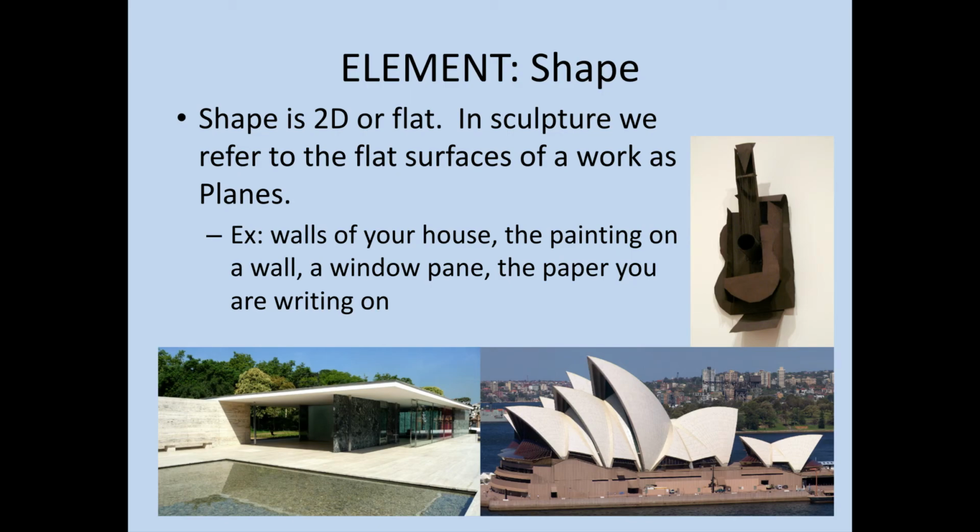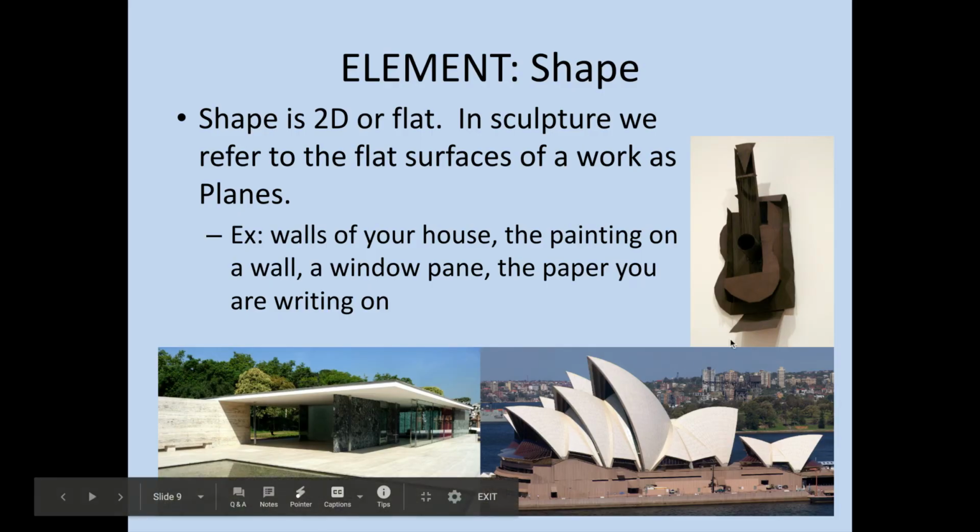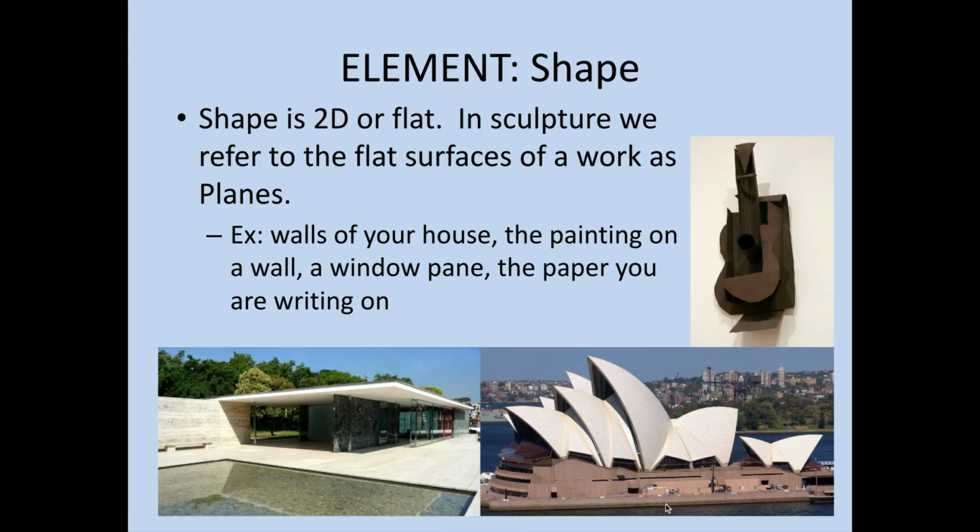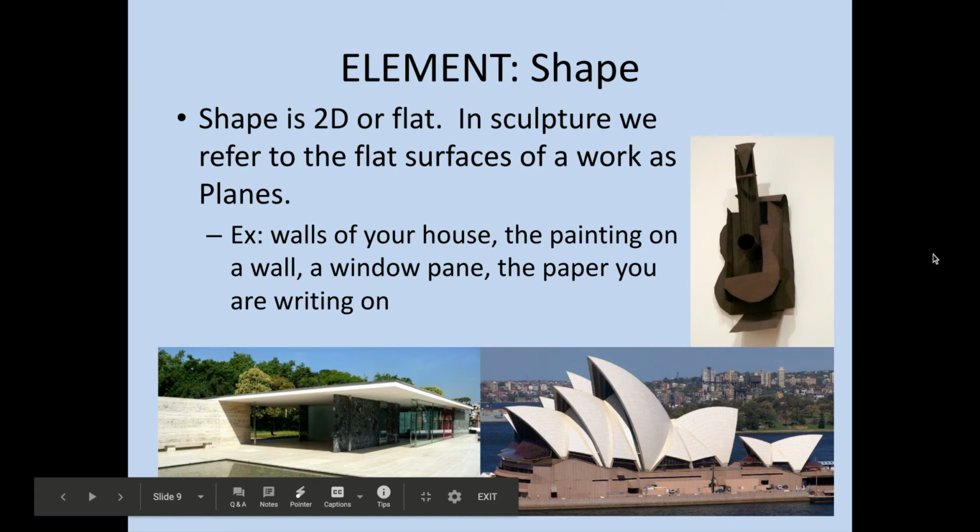Shape. So shape is flat. When we talk about it in sculpture, shape are the flat surfaces within a work. So sometimes when we work with clay, we talk about slabs and how we construct things. So they can also be geometric or they can be organic. But a lot of times we talk about shape when we're just talking about the flat sides of something. Usually when you're talking about the whole volume of the piece, we want to talk about its form.